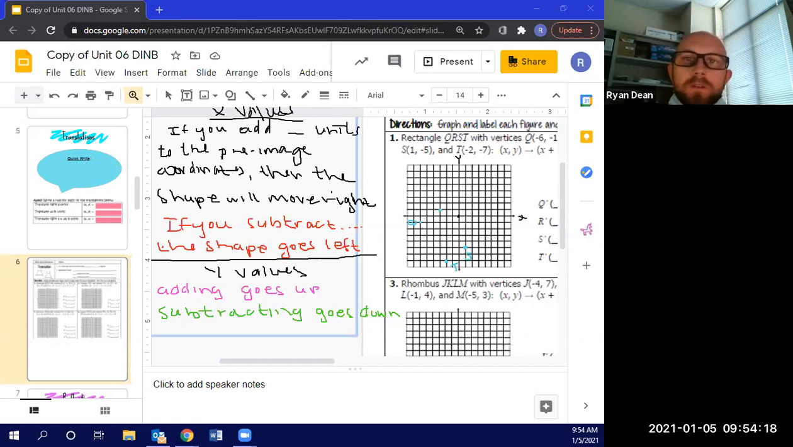Okay. So now we just connect the lines together to make our original shape. Remember, with the original shape, we don't shade it in. Okay, so that's what the original shape looks like.